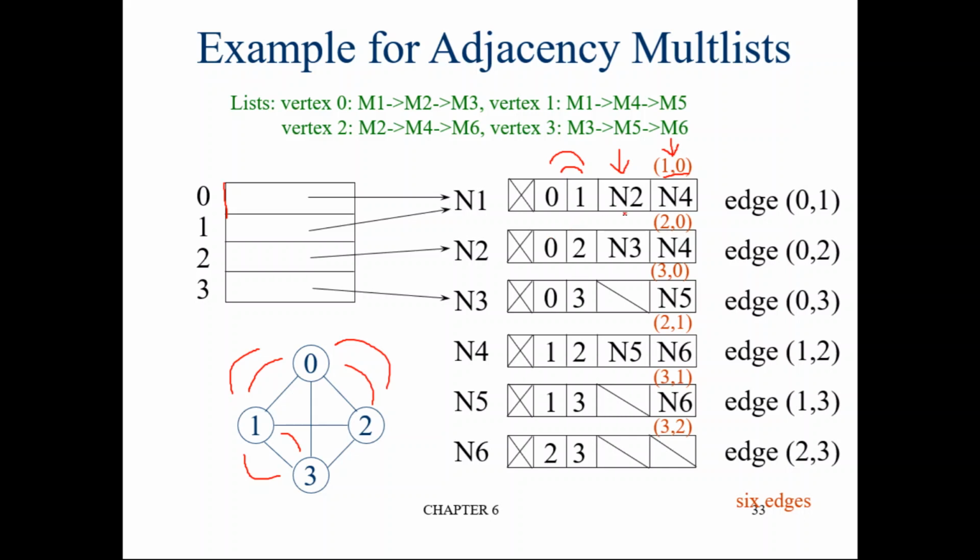Similarly, when you say 0 to 2, you have to refer to this pointer n3. When you say 2 to 0, you have to refer to this pointer n4. Okay, we will see how that works. When you say 0 to 3, you have to refer to this pointer, which is null. When you say 3 to 0, you have to refer to this pointer.